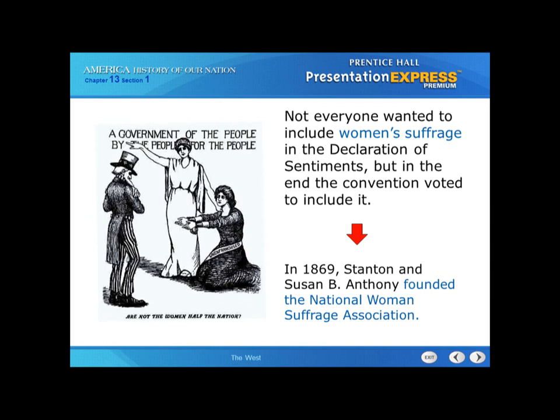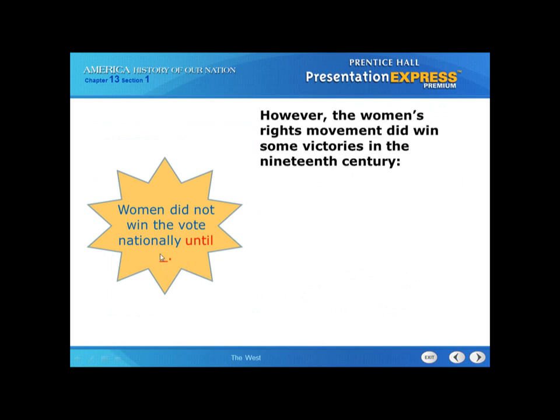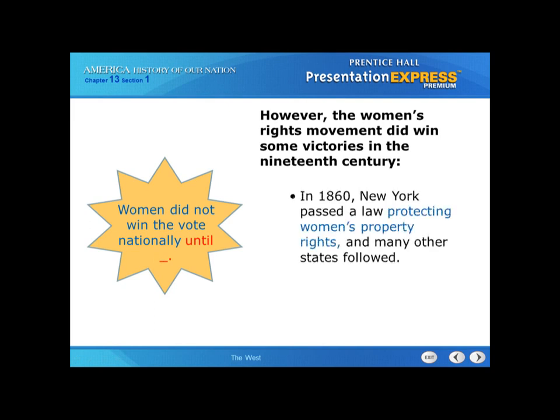In 1869, this is after the Civil War, Stanton and Susan B. Anthony founded the National Women Suffrage Association. Women did not win the right to vote until 1920. However, the women's rights movement did win some victories in the 19th century. In 1860, New York passed a law protecting women's property rights, and many other states followed. Some states gave married women the right to keep their wages.